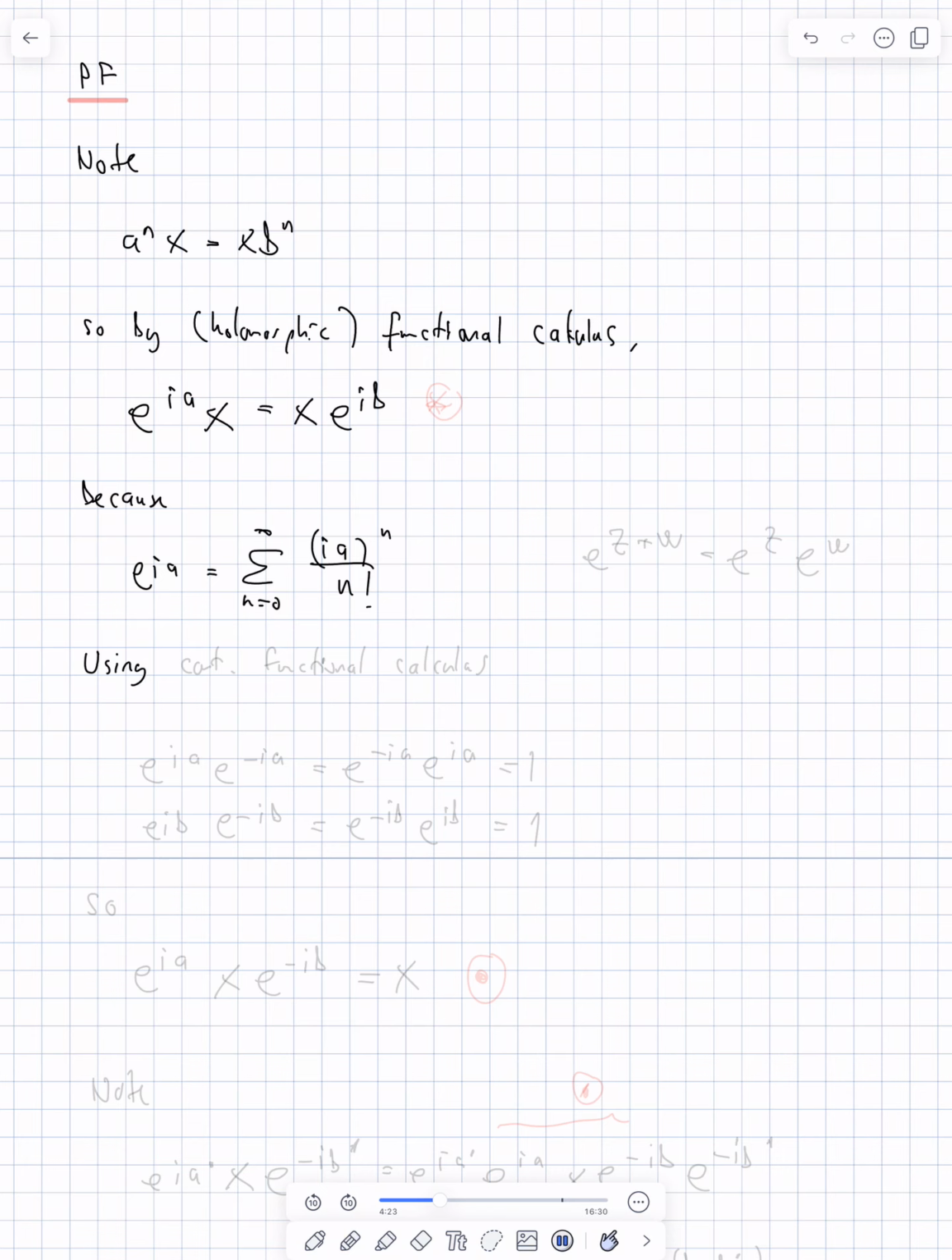So, but using continuous functional calculus, we get that e to the IA times e to the minus IA is 1. So remember, this was the kind of argument where I'm using that e to the z plus w is e to the z times e to the w.